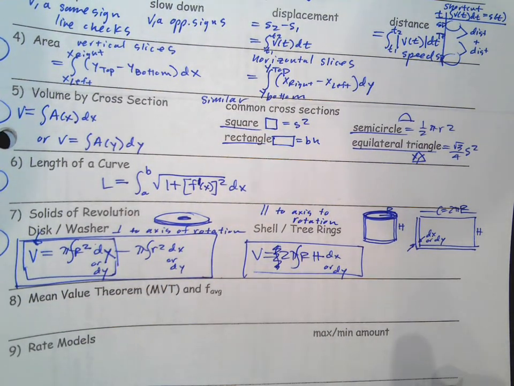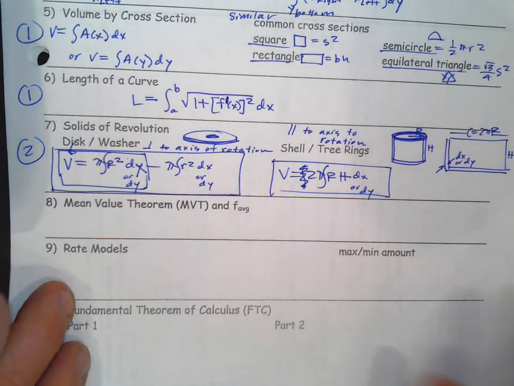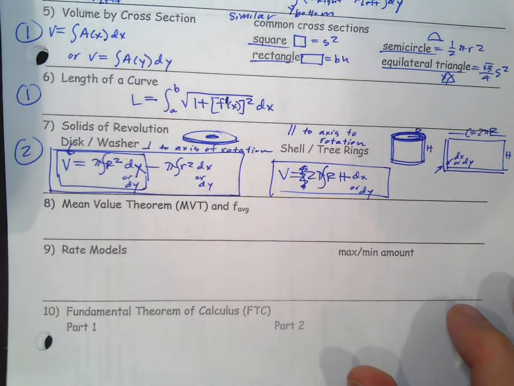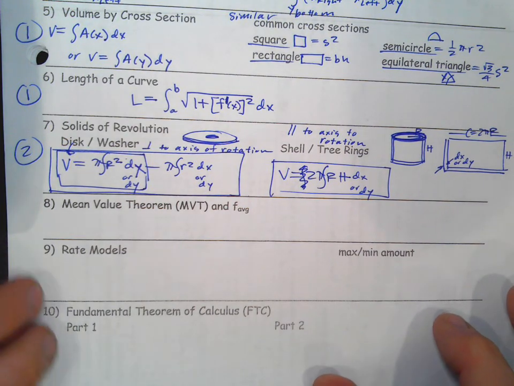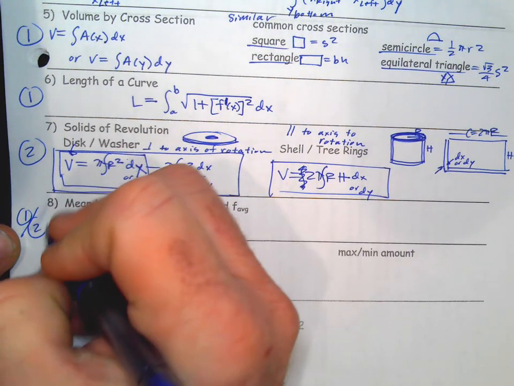So you should know what to expect depending on the way you slice it. You shouldn't be waiting to find out after you draw the picture, because then you'll probably just draw it in some weird way. Mean value theorem will be on both parts 1 and 2.